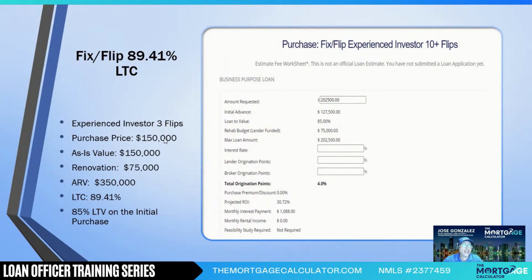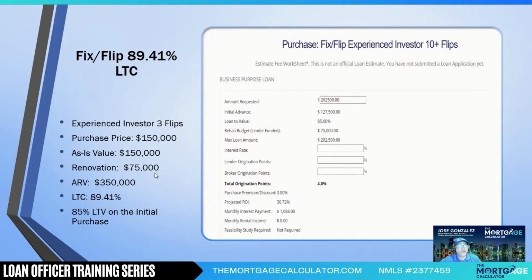In my scenario, I had $150,000 purchase price, which was also the as-is value, $75,000 in renovation, $350,000 in ARV. Our loan to cost came up to 89.41%. That's the cost. The initial cost, 150,000 plus the 75,000 was 89.41% loan to cost, and we're 85% LTV in the initial distribution.